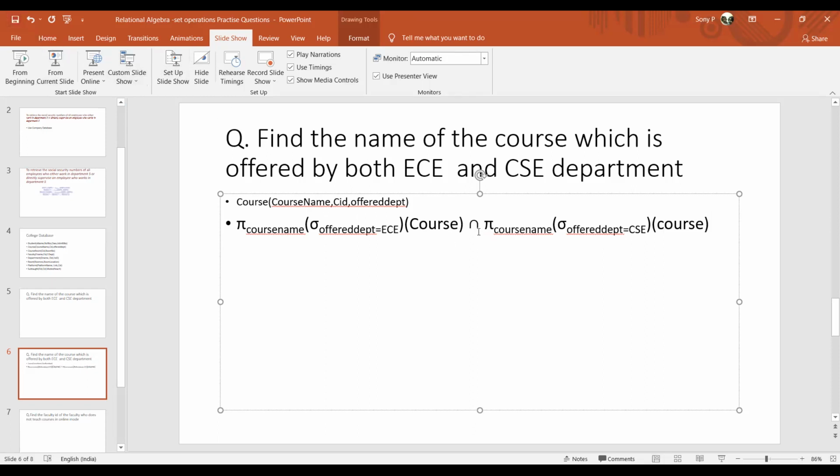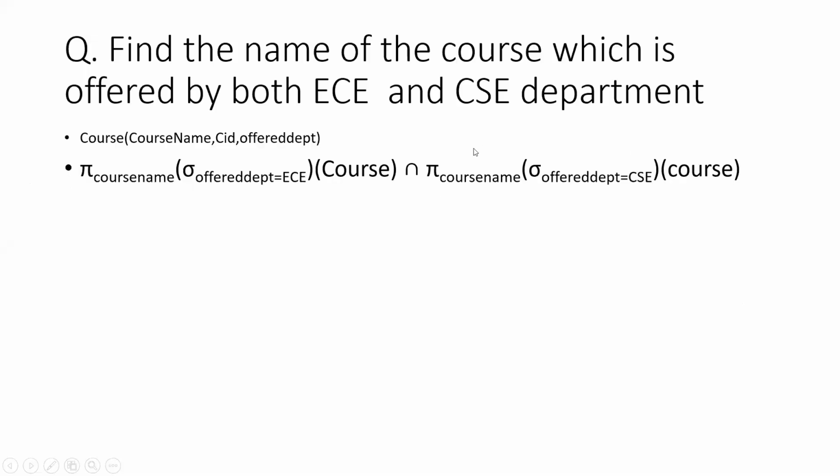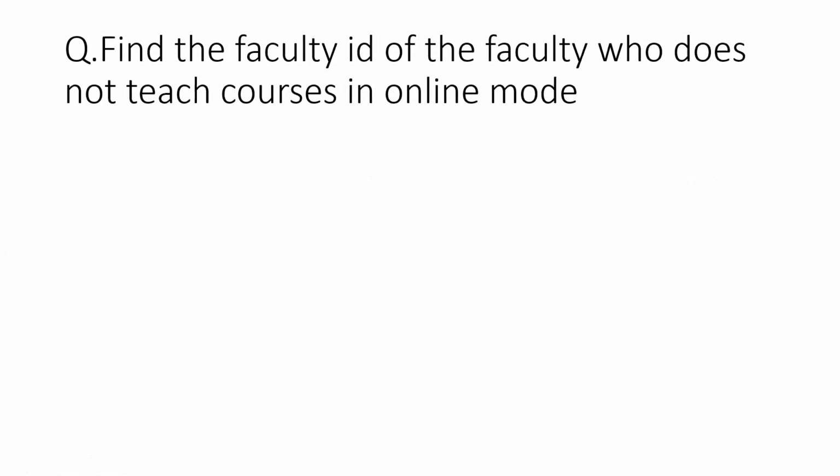By intersecting these two relations, we will get the actual result. The second part, that is pi course name sigma offered department is equal to CSE of course. That will retrieve the course names which are offered by the department CSE. The first part, pi course name sigma offered department equal to ECE of course, will retrieve the course names offered by EC department, electronics department.